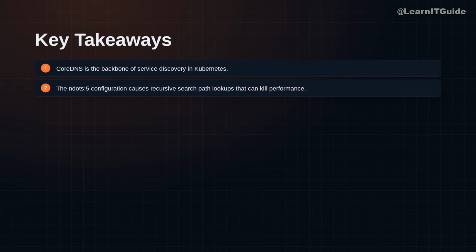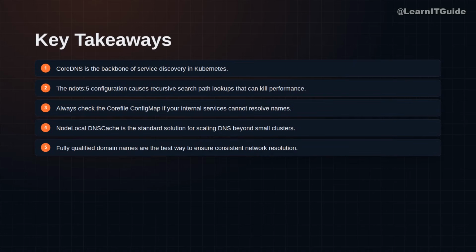To wrap up, remember that CoreDNS is the backbone of service discovery. The ndots configuration causes recursive search lookups that can really kill performance. Always check the Corefile config map if your internal services cannot resolve names. NodeLocal DNSCache is the standard solution for scaling DNS beyond small clusters. And finally, fully qualified domain names are the best way to ensure consistent network resolution. Now you have a much deeper understanding of how the cluster network actually functions.